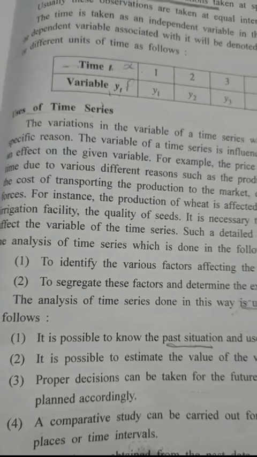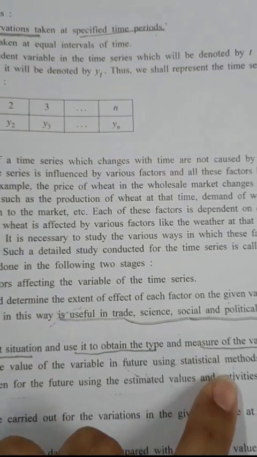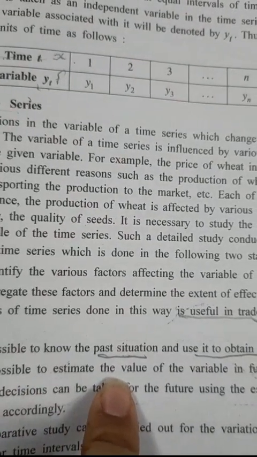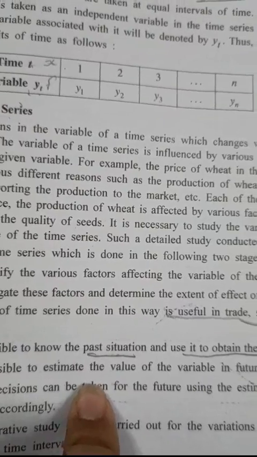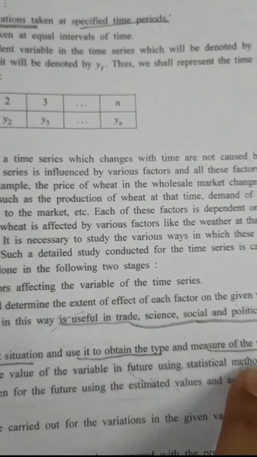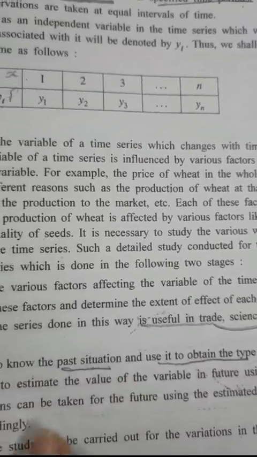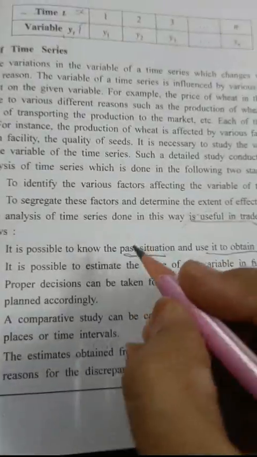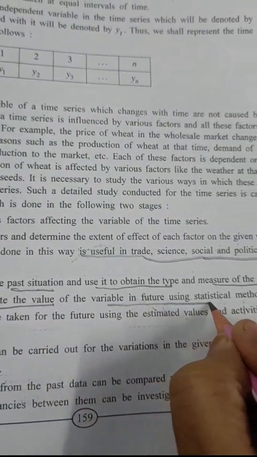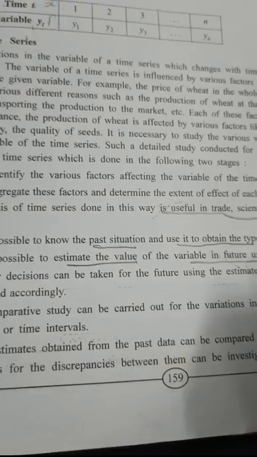Okay, second point, it is possible to estimate the value of a variable in the future using statistical methods. What has been done? Past data is taken, and we can think about the future estimation, the future condition. That is known as the estimation of the value. So here we will underline estimated value, then variable in the future using statistical method. Related to the future, we can decide from the past data.